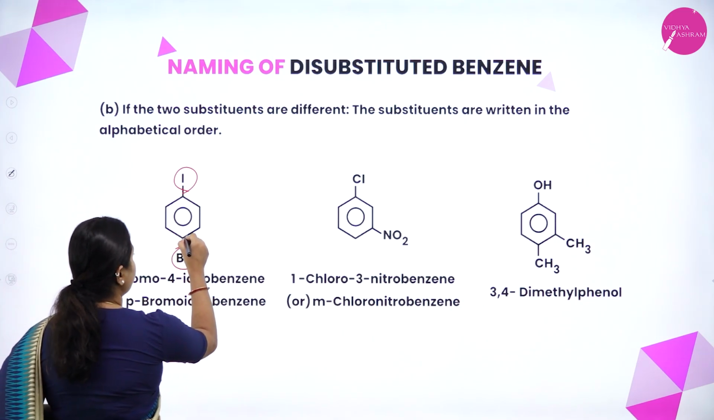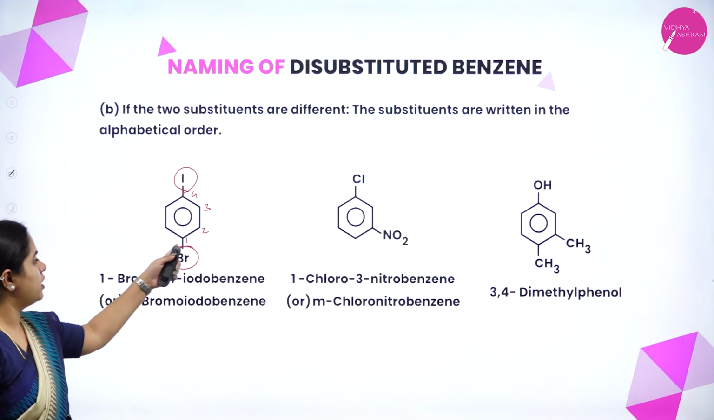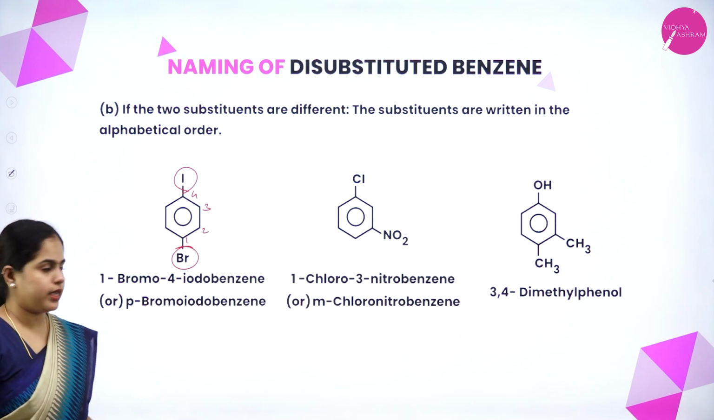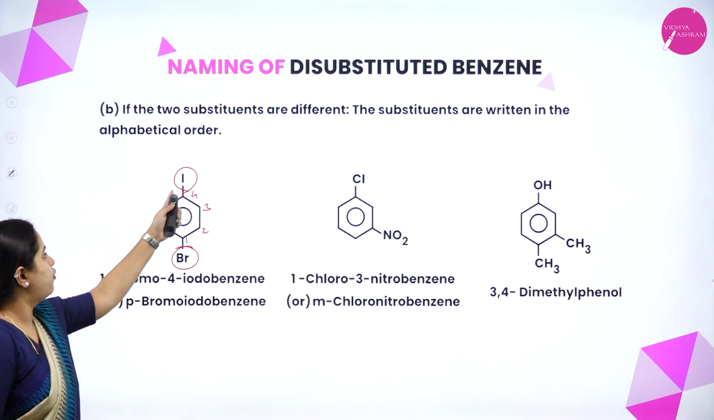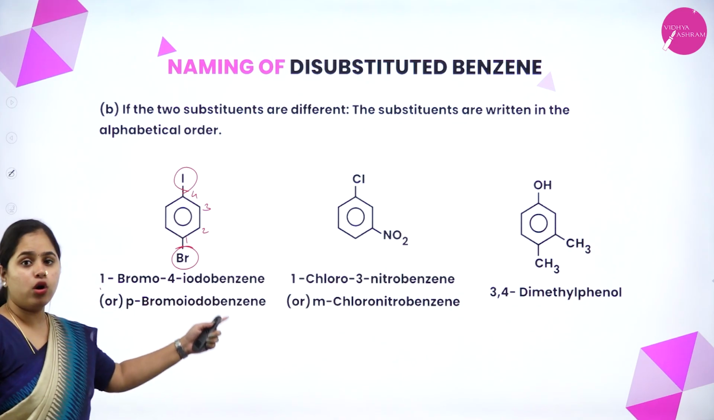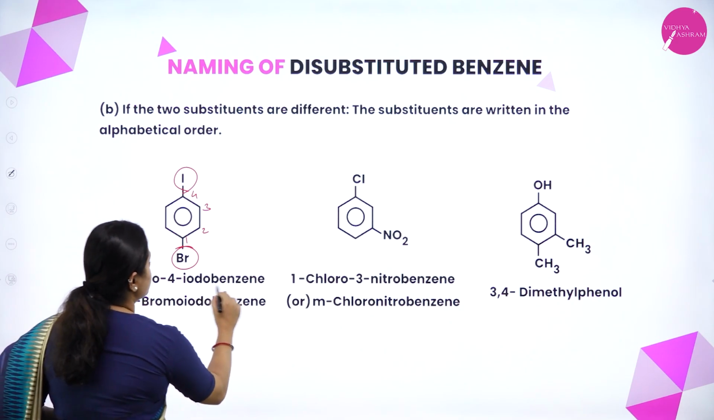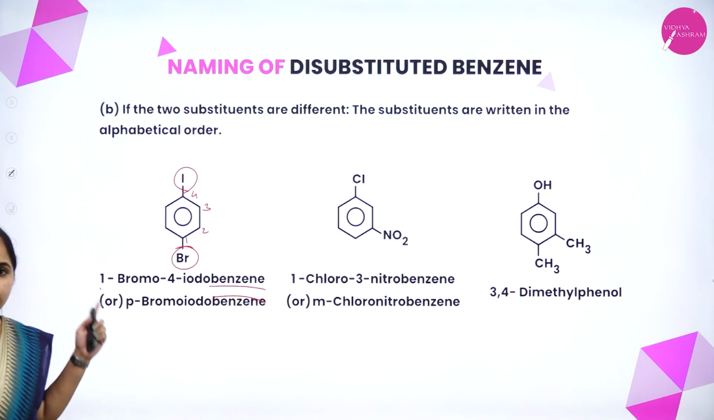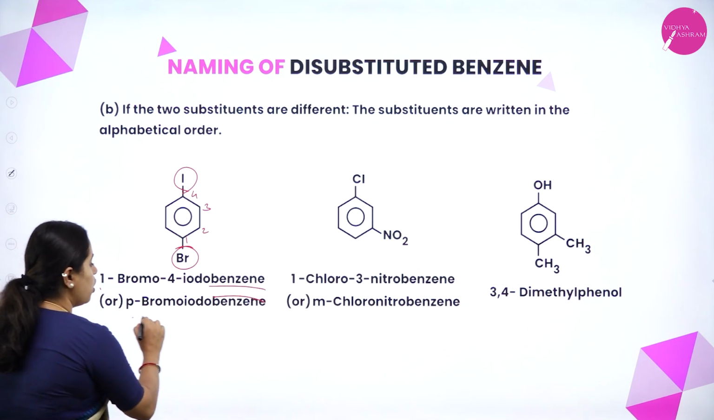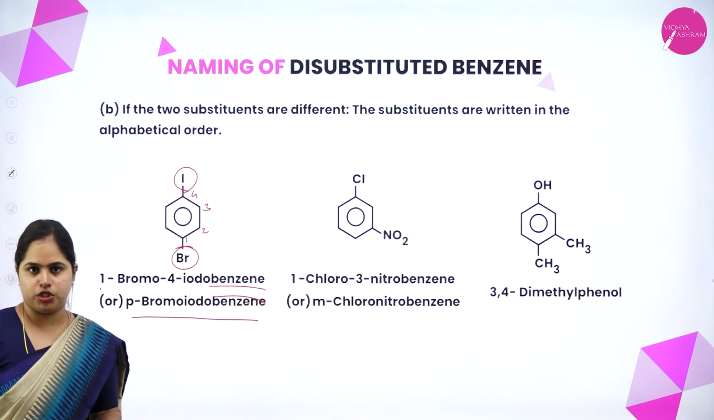So, we start numbering from here, 1, 2, 3, 4, right? Yes, so at the first position, bromine is there, so 1 bromo, and at the fourth position, iodine is there, so 4 iodo. 1 bromo, 4 iodo, and the principal chain is benzene, right? So, it is 1-bromo-4-iodobenzene, or it is also para-bromoiodobenzene. It is present in the para position, right?